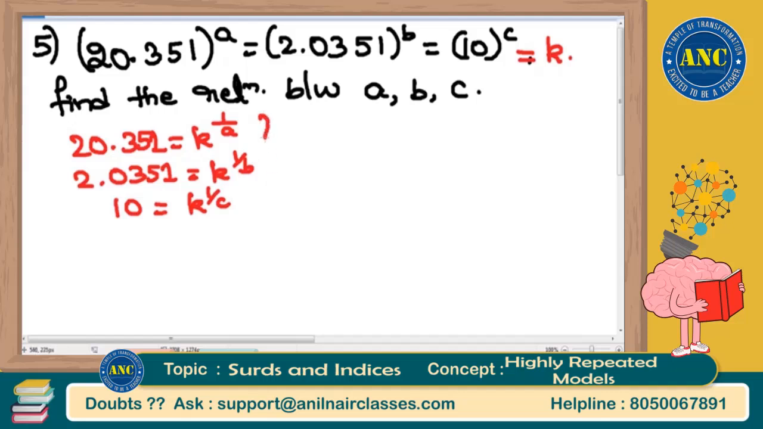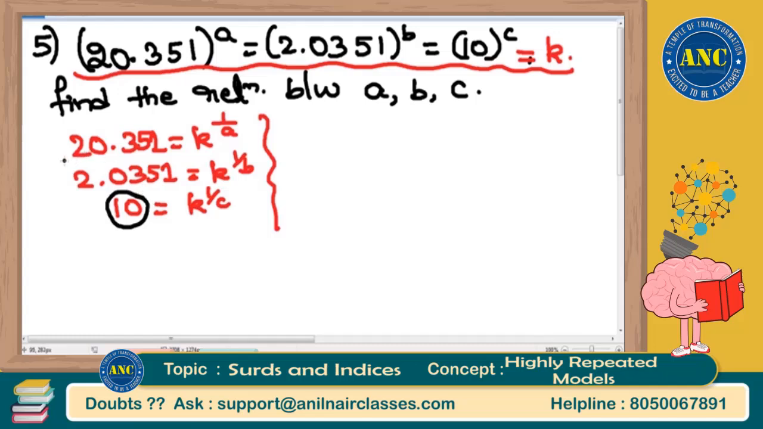This is what I can understand from the first statement given in the question. 10 will be equal to k power 1 by c. Now see here, sir. Can I write it like this? Observe carefully. Think logically. Can I write 10 as 20.351 divided by 2.0351? This will be equal to 10. That means 20.351 divided by 2.0351.